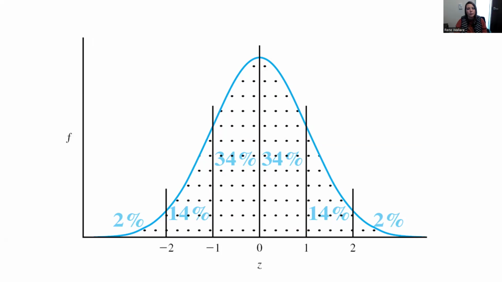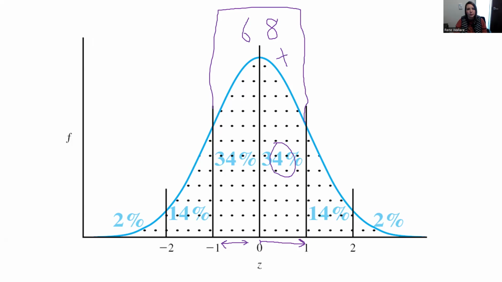So it's saying 34% right here is from 0, from our mean to one standard deviation. Well, that means that 34% also falls within one standard deviation left, or negatively, or lower. So it's saying that 34 plus 34 is 68%. So 68% of our scores will be right here, one standard deviation above or one standard deviation below.